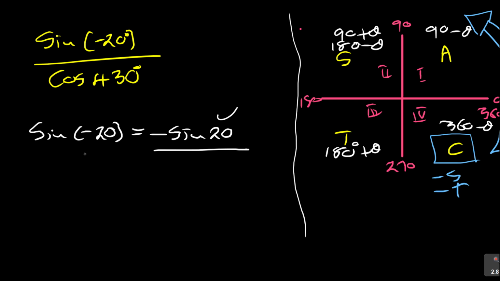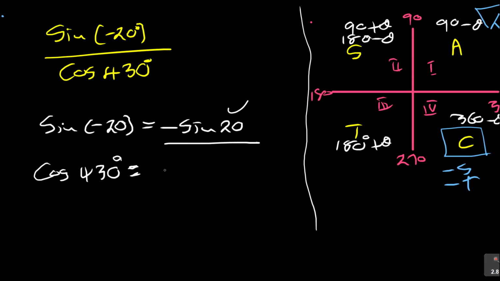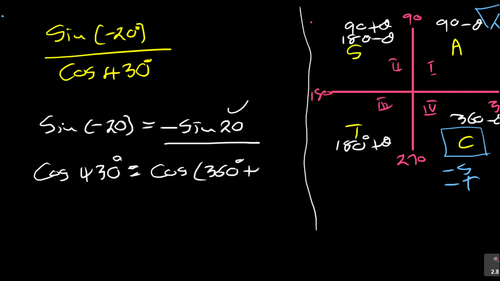That's the first part. What about cos 430? With cos 430 degrees, also remind yourself, what is the complete revolution? It is 360 degrees. What must we add to 360 so that we get 430? You subtract the two numbers: 430 minus 360. Are you with me? When you subtract, it's 70. So it's 360 plus 70 degrees, which gives cos 430.